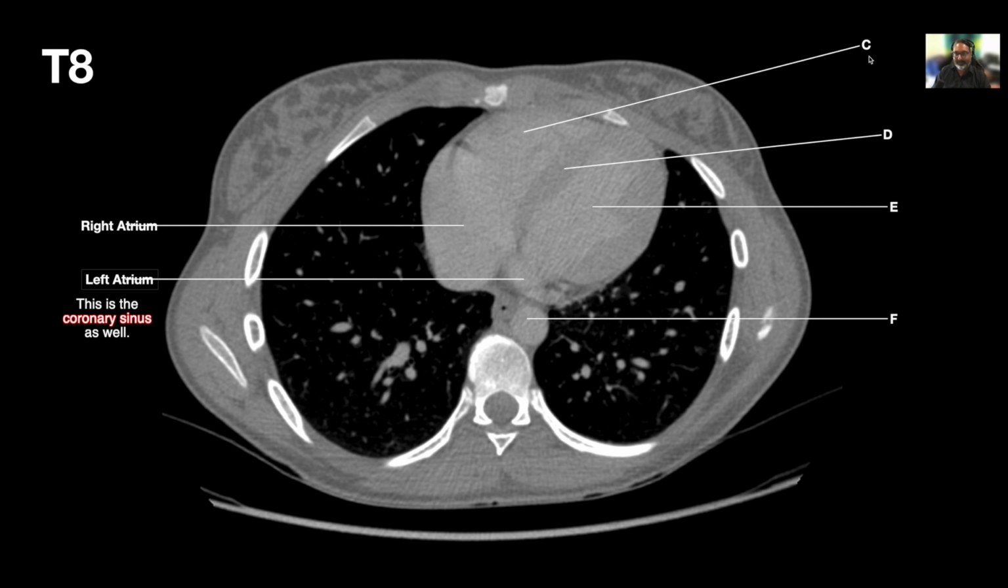C is the right ventricle, I guess. Same thing, left ventricle. And the descending aorta. All right, good. We're getting there. Good job.